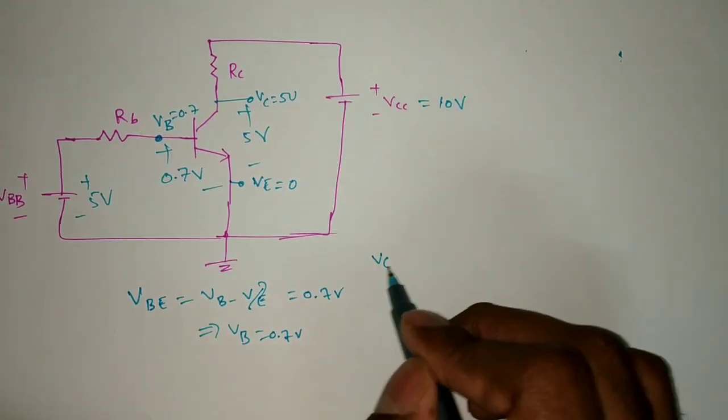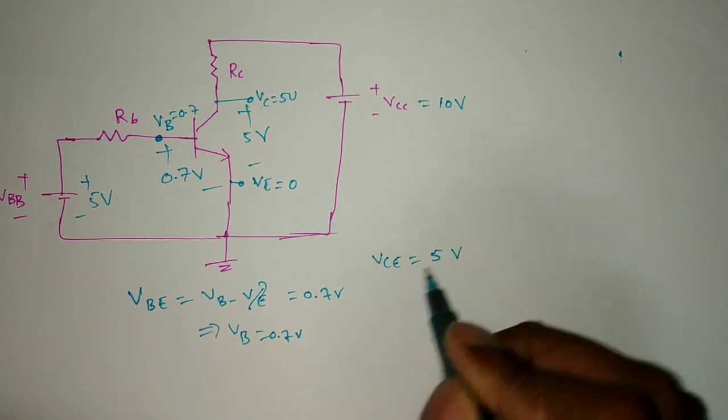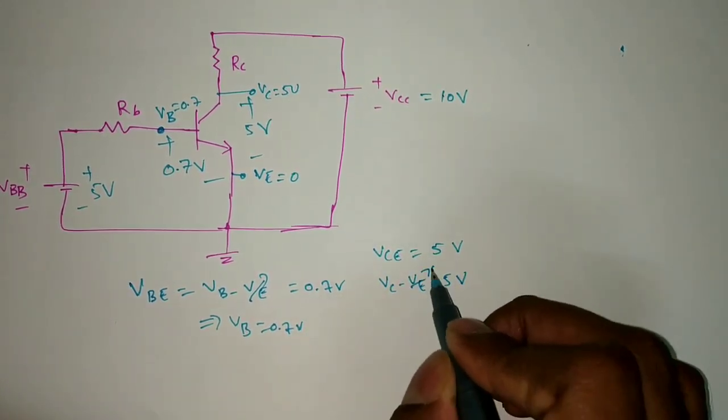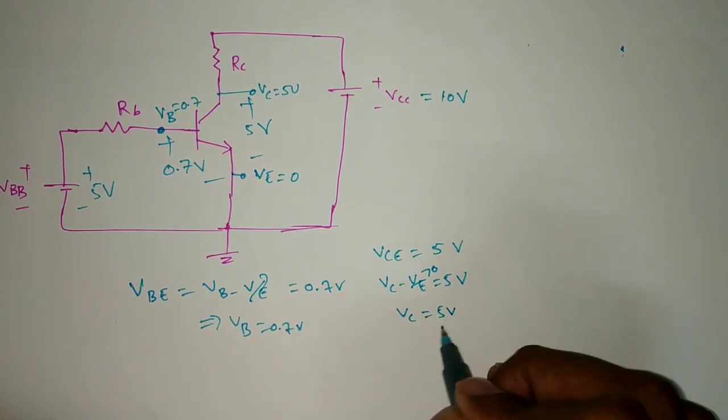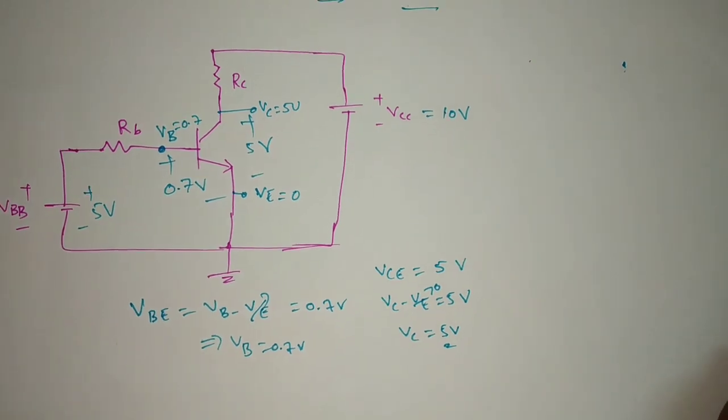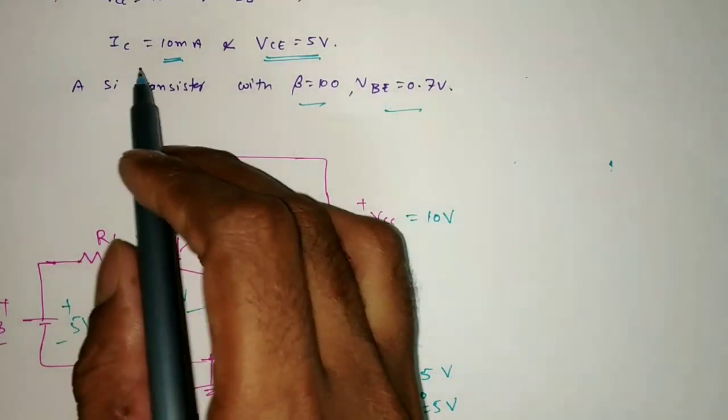Similarly, VCE is given 5 volts. That means VC minus VE is equal to 5 volts. So VE is 0, so VC is 5 volts. Then we will find what RB and RC are. IC is given as 10 milliampere.